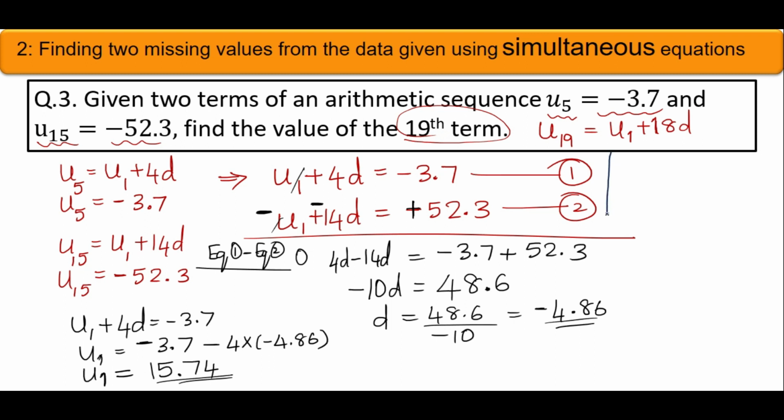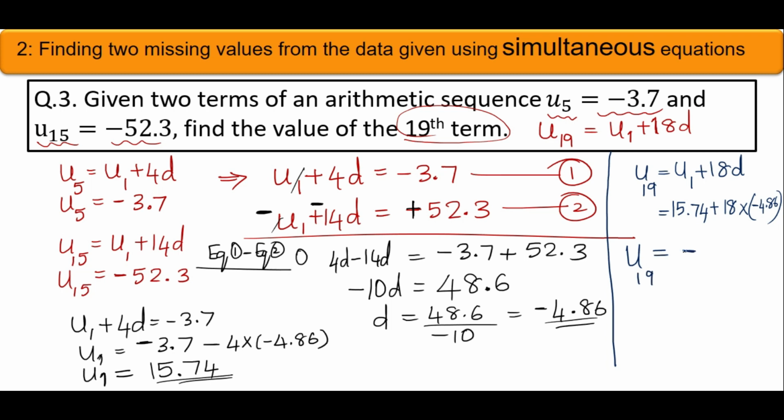Now your solution doesn't end here because the question is to find the value for the 19th term. So let me just write it here. U19 is equal to U1 plus 18D. Substituting the values for U1 and D, I have 15.74 plus 18 times negative 4.86. So U19 will be equal to minus 71.74. This is your final answer to this question.